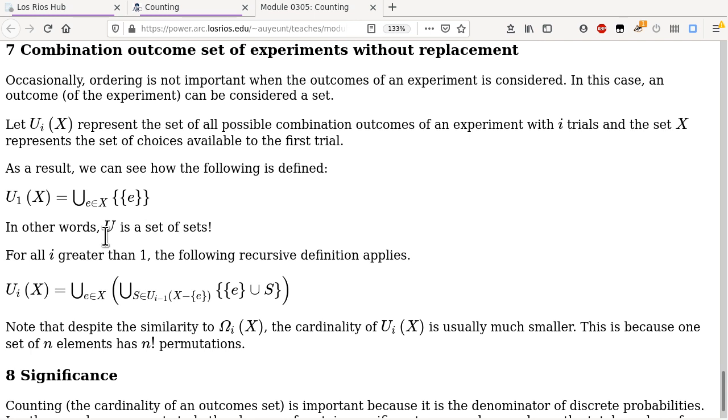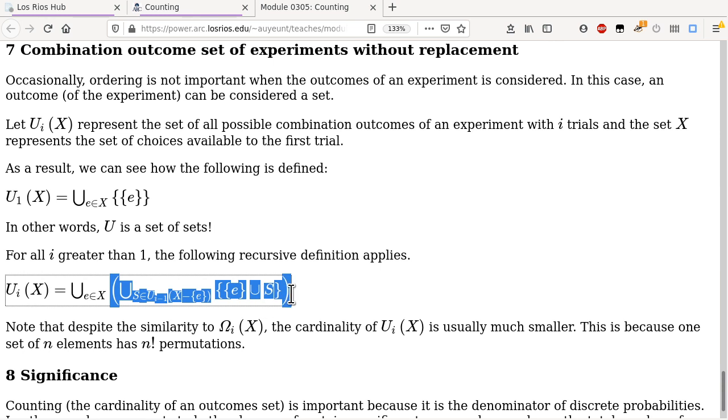Okay. So basically, let me just highlight the notation. U_i of x is the combination outcome set of an experiment that starts with x as a set of choices, and i over here is indicating how many trials we have in that particular experiment. You can see how this is defined recursively, because ultimately it depends on U_{i-1} of x minus e, or e in braces. What that is saying is we are taking every element of x in order to evaluate this expression here.